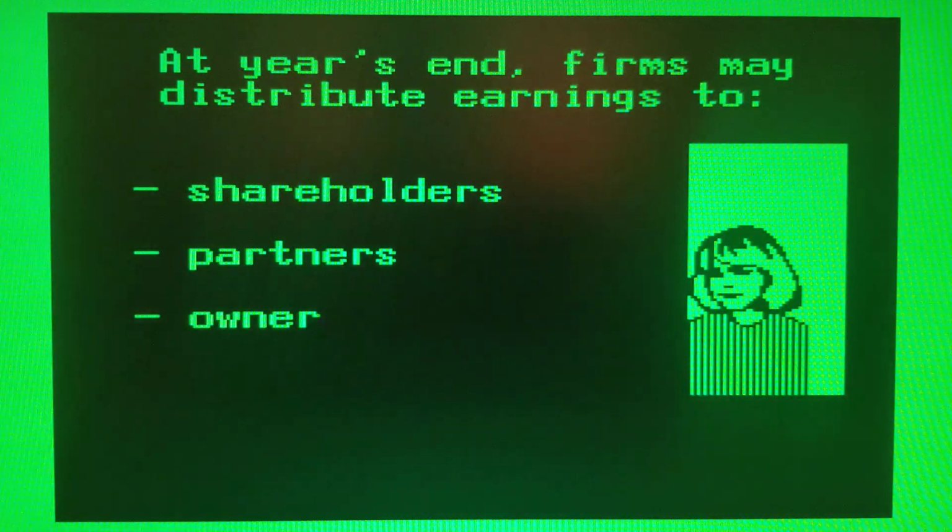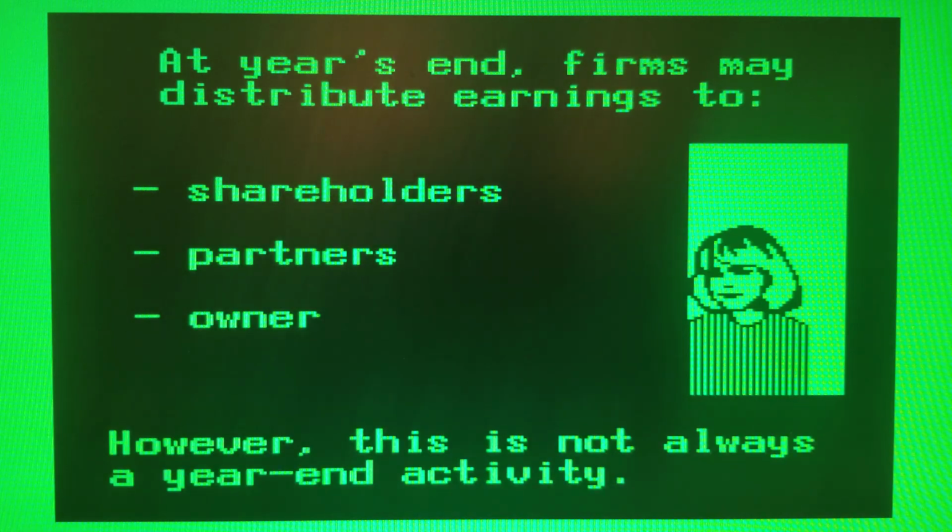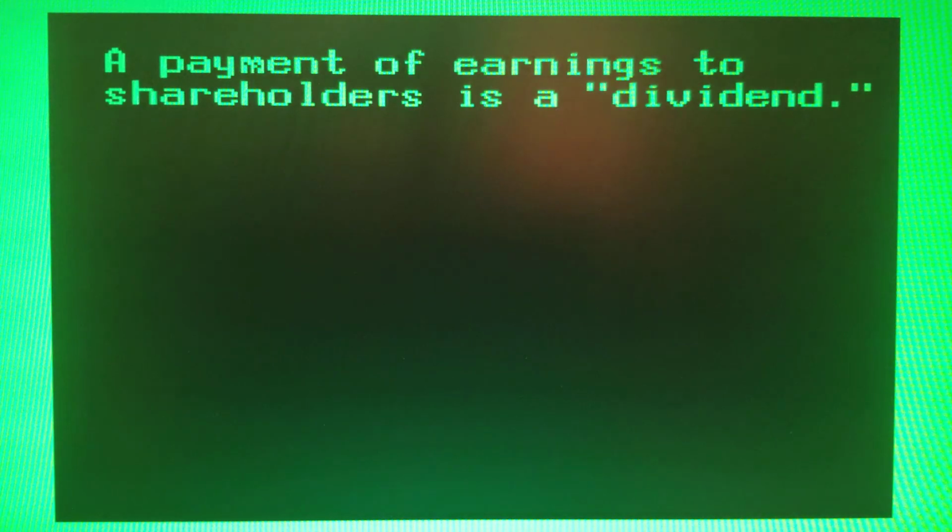Some firms may, at the end of a year, distribute some of the year's earnings, if any, to the shareholders, partners, or in the case of a proprietorship, to the owner. This is not always a closing or year-end activity, however. The payment of part of the retained earnings of a corporation to shareholders is called a dividend.